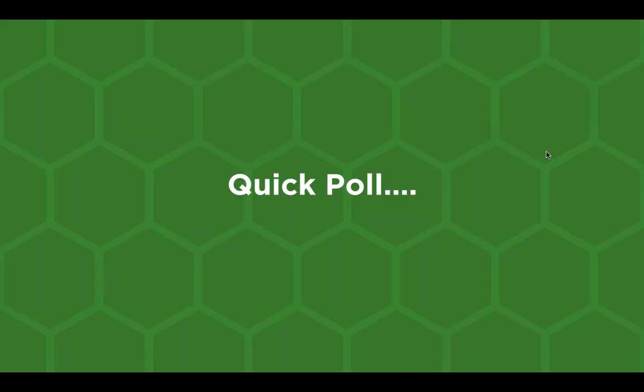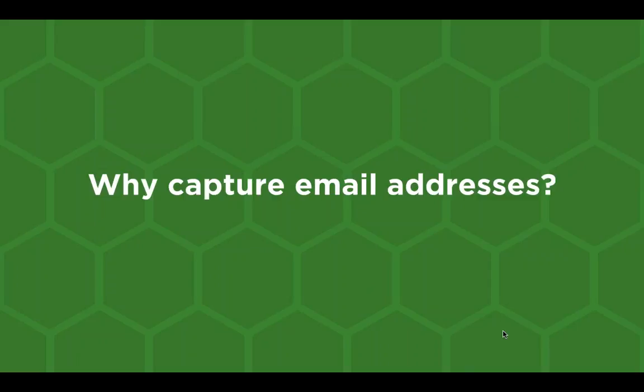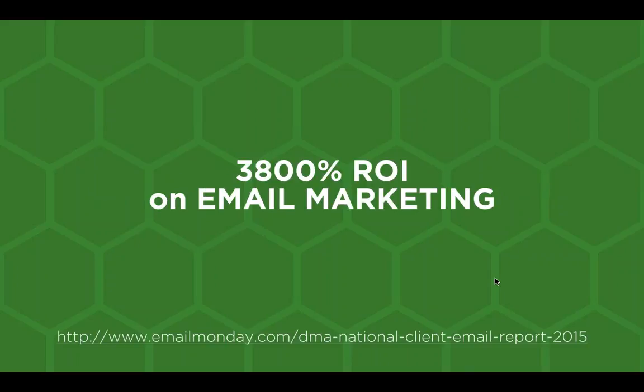So what you guys answered is almost all of you got it right. 8% of you said a Facebook follower, 0% said a Twitter follower. That's good. At least no one fell for that one. 14% said a website visitor, and 78% of you said an email opt-in. So let's look at some stats. Why do we want to capture email addresses? Well, there are really important reasons why we want to capture email addresses.